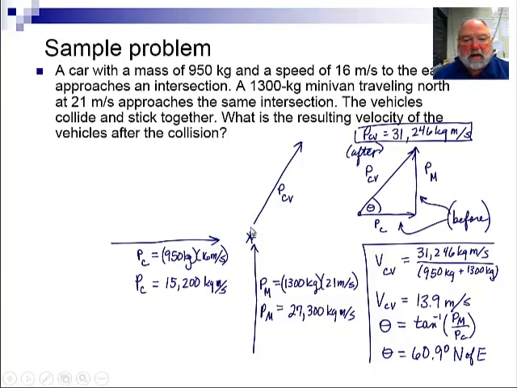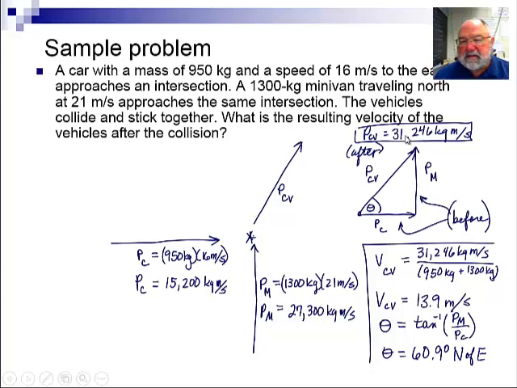So before, the car has 15,200 kilogram meters per second in the X direction. And the van before has 27,300 kilogram meters per second momentum in the Y direction. And after, they have the sum of those two momenta. So the car is in the X, the minivan is in the Y, and the after is actually the vector sum of those. To come up with the magnitude, we use our friend Mr. Pythagoras. And we find that they would have a momentum of 31,246 kilogram meters per second after.